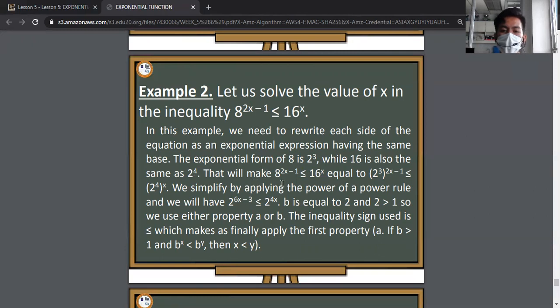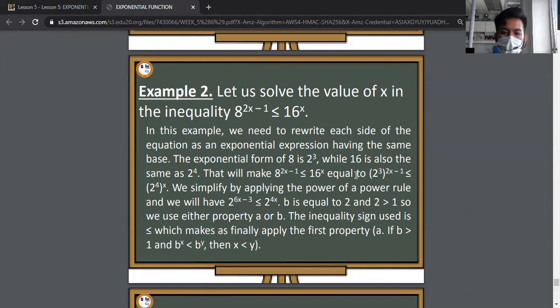That will make 8 raised to 2x minus 1 less than or equal to 16 raised to x equal to the quantity of 2 raised to 3 multiplied by the power of 2x minus 1 less than or equal to the quantity of 2 raised to 4 multiplied by the power of x. We simplify by applying the power of a power rule, and we will have 2 raised to 6x minus 3. So, ito po yun.